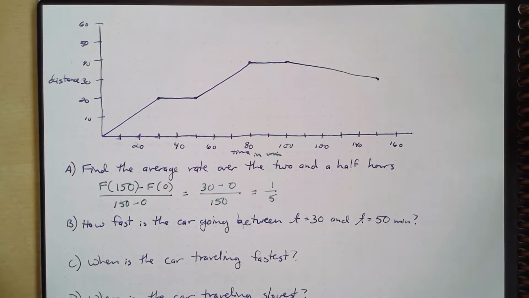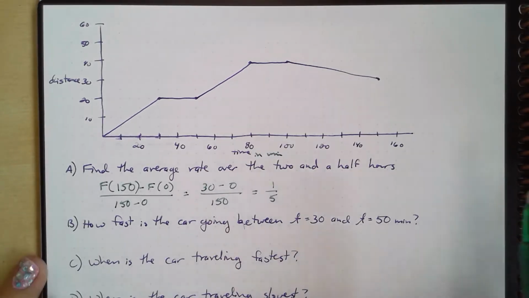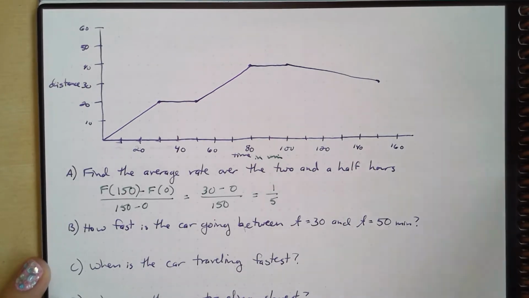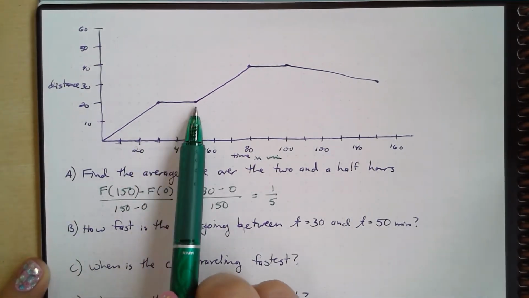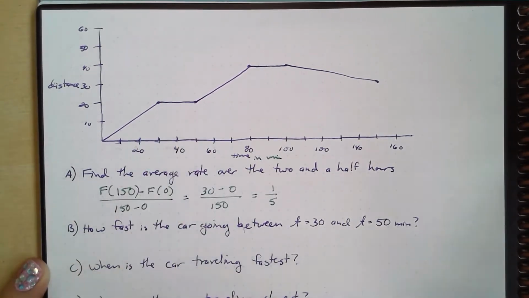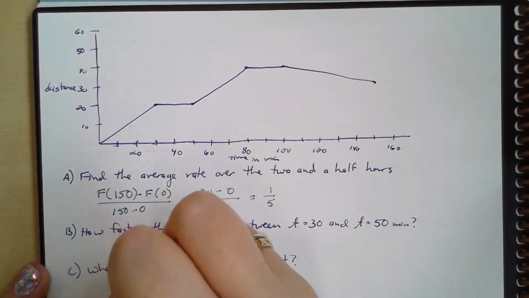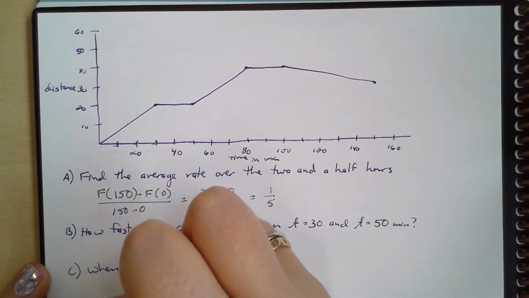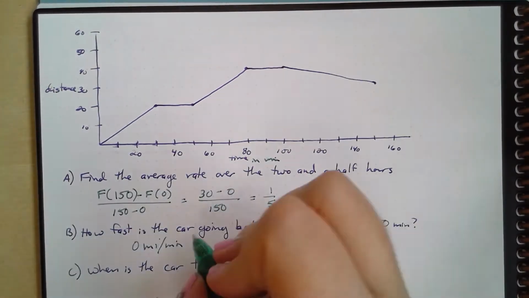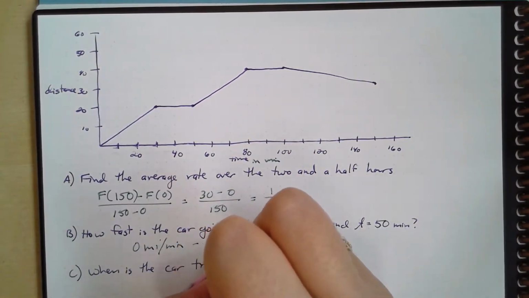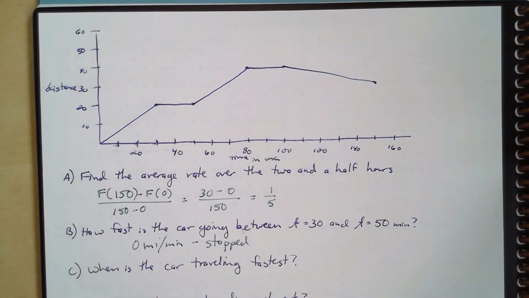How fast is the car going between t equals 30 and t equals 50 minutes? If I look at my graph here, I can see that between 30 and 50, actually nothing is happening, right? It's going 0 miles per minute. If it's going 0 miles per minute, it's just stopped. It wasn't moving at all. When is the car traveling fastest?